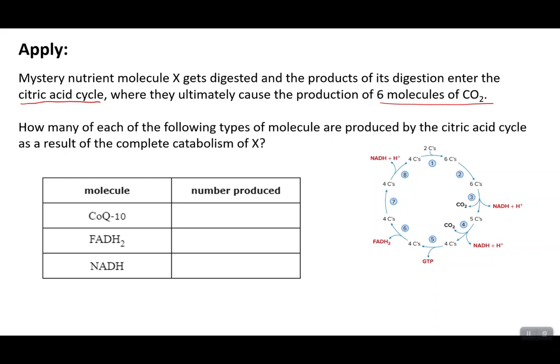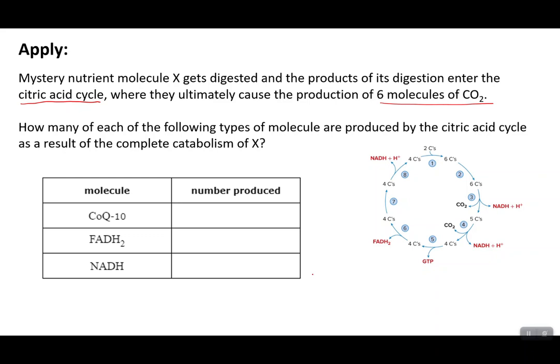So what it's saying here is that this molecule X, it could be a monosaccharide, it could be a fatty acid, it could be an amino acid. Okay, it has been converted to this acetyl-CoA, and it has entered the citric acid cycle. Now we have produced a total of 6 molecules of carbon dioxide. So what this means is, let's just reiterate how much of each we produce in one turn. Okay, so in one turn of the citric acid cycle, actually let's organize it in this way.